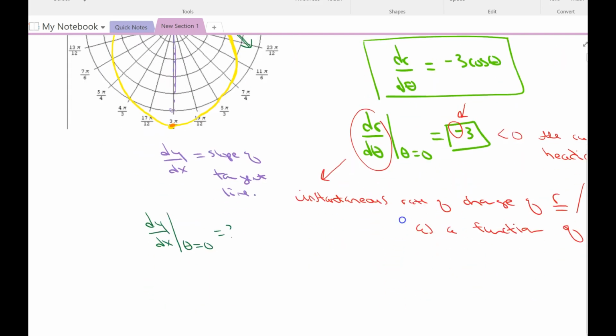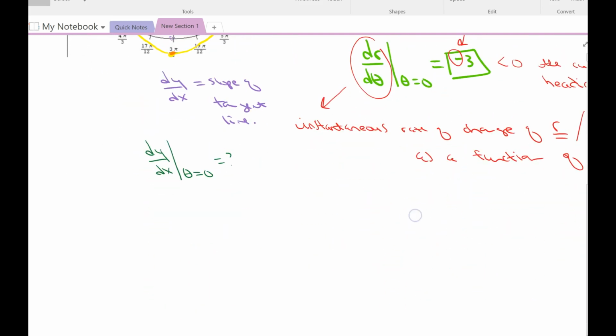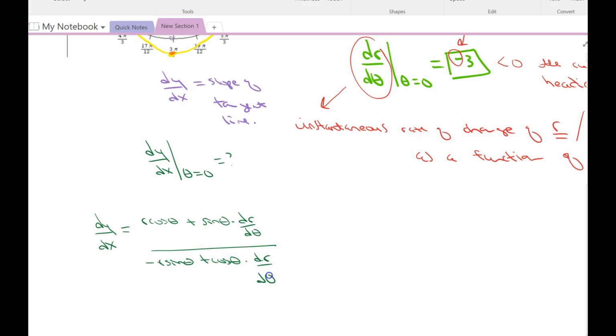So what I'm going to do is tell you what dy/dx is in the polar world. In the polar world, dy/dx equals r times cosine theta plus sine theta times dr/d theta, all divided by negative r sine theta plus cosine theta times dr/d theta.